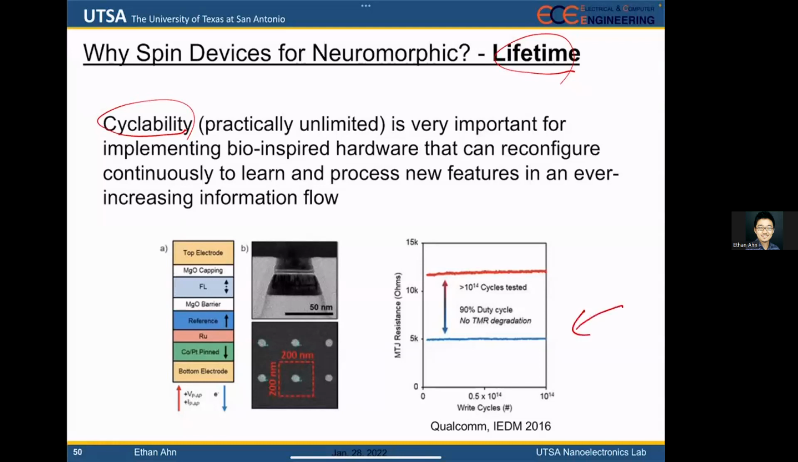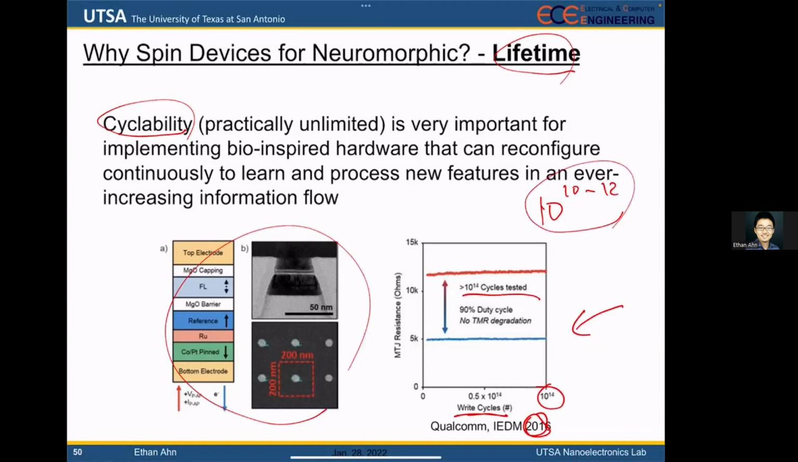It was already demonstrated in 2016, for example, that this STT-MRAM device can be cycled all the way to 10 to the 14 cycles. And I think the state-of-the-art RM and PCM can usually do up to maybe 10 to the 10 or 10 to the 12 cycles, but no more than that. So in terms of lifetime, STT-MRAM also has a very promising aspect for neuromorphic computing.